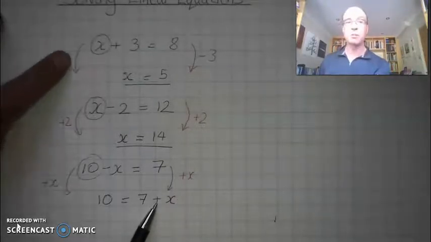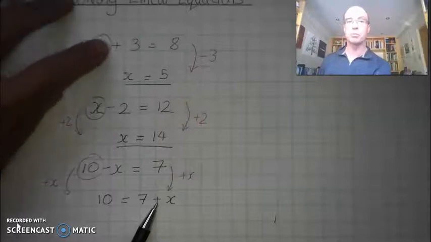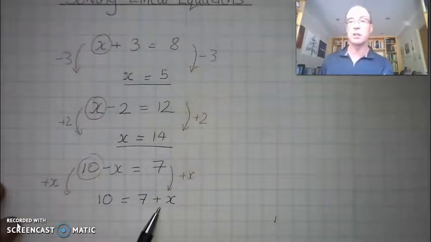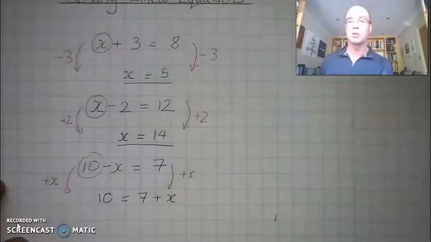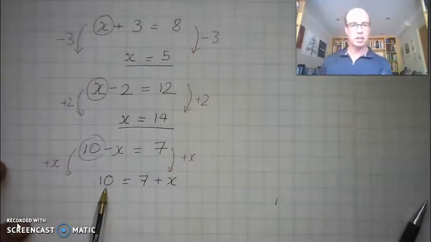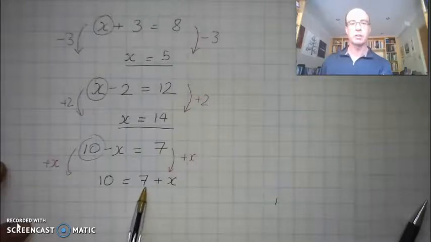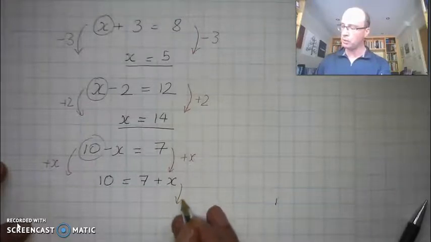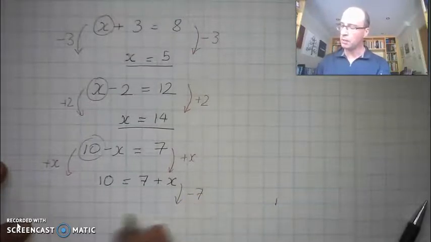Now this looks very similar to the first question. I've got x plus something equals a number. Only difference is I've got this on the right hand side. Doesn't make any difference. I can still go through the same steps to solve my question. So I've got 10 equals 7 plus x, so I'm adding 7 to x. So I want to do the opposite of adding 7 to x, which is to take 7 away.